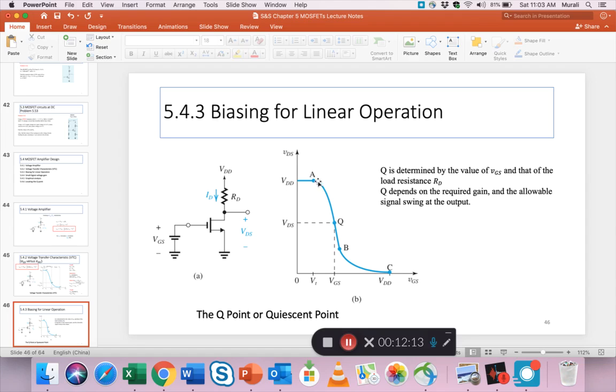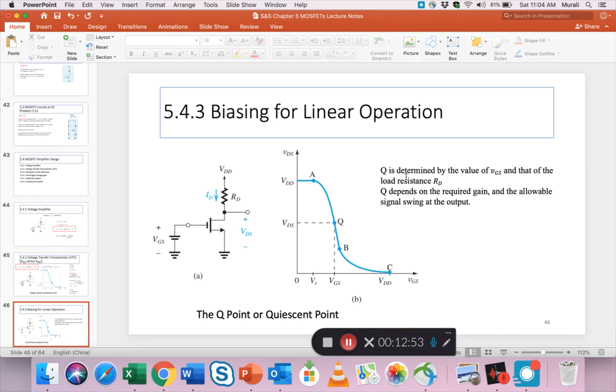This graph is not linear here, as you can see. It's not linear here in the triode region. It's only linear here. So you need to pick the right Q. And that is a big part of amplifier design, and that's why we keep repeating it so we all understand it. So what is the importance of Q? Q is determined by the value of VGS and that of the load resistance, right? So given this circuit and given a certain VDD, we need to know what VGS will be and we need to know what RD will be, because once we know RD, we know what VDS is, right?